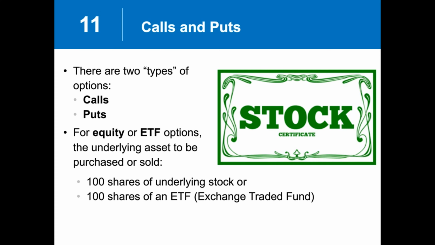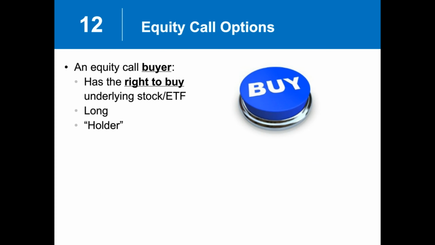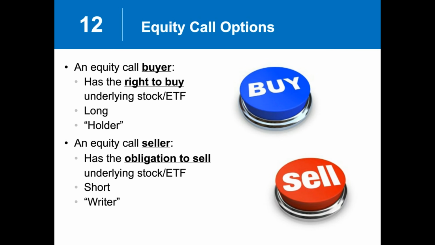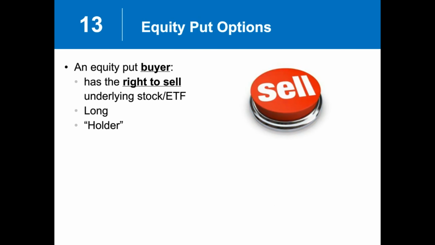With equity call options, when we buy that call, it gives us the right to buy shares. So calls are really the easiest to understand. When you buy a call, you have the right to buy shares at a specific strike price within a specific period of time. When you sell that call, you have the obligation to sell shares of stock at that specific strike price within a specific period of time. Puts are going to be the opposite. When you buy a put, you have the right to sell shares. When you sell a put, you have the obligation to buy shares.